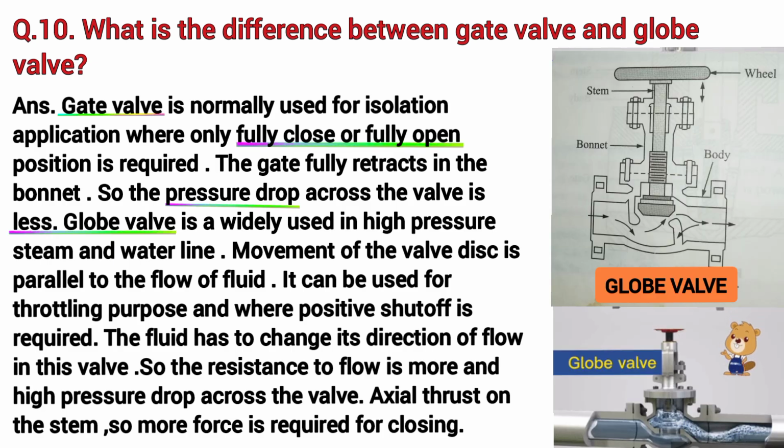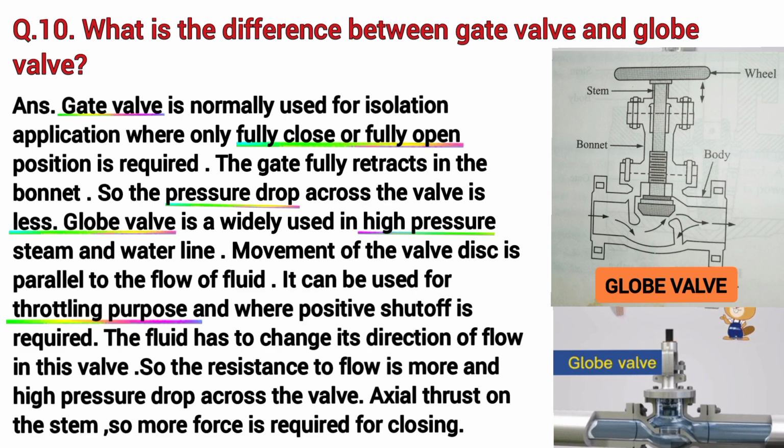Globe valve is widely used in high pressure steam and water line. Movement of the valve disc is parallel to the flow of fluid. It can be used for throttling purpose and where positive shutoff is required.